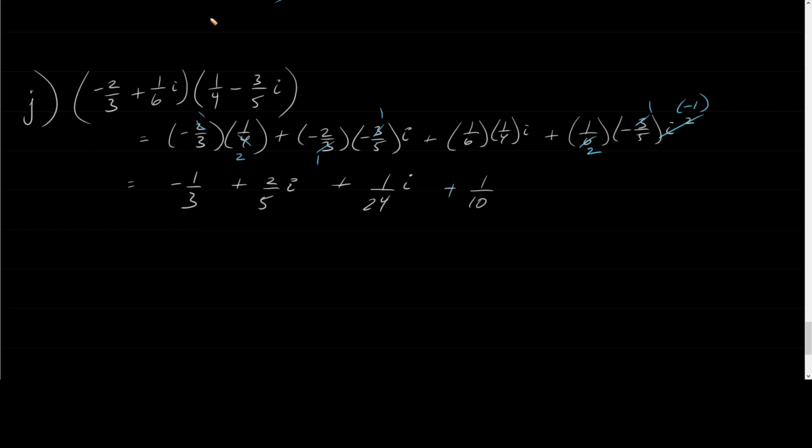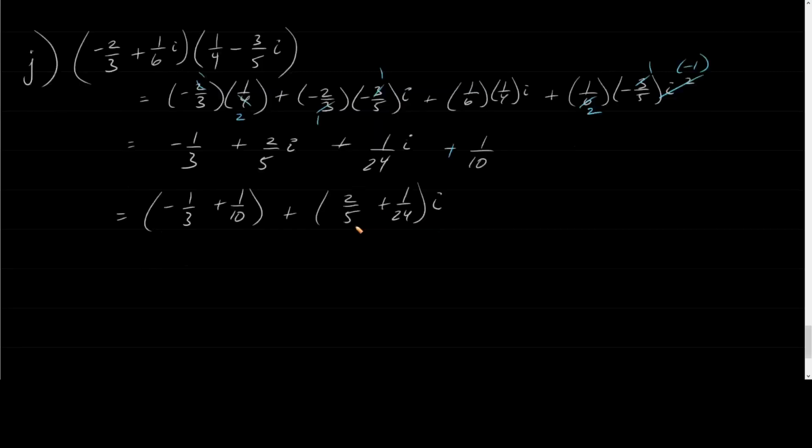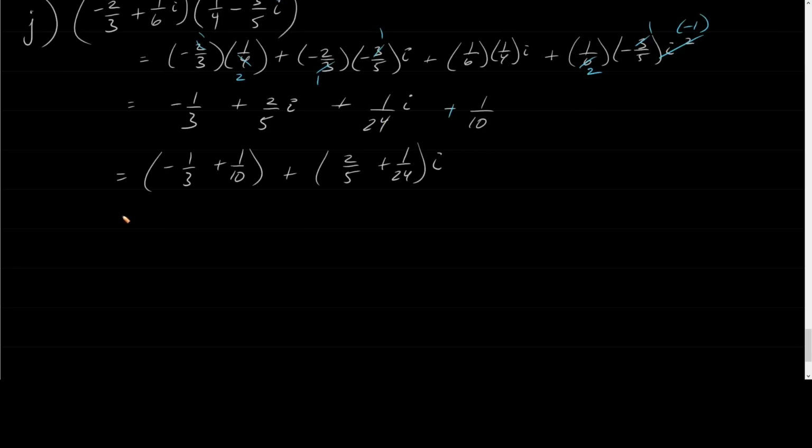Good. Let's continue. So now, in here, we need to make sure we have common denominators. I'm going to just put the negative 1/3 plus 1/10 there, plus 2/5 plus 1/24 i. In other words, I'm combining the real components and the imaginary components. Coming up with a common denominator, 30, to go from 2 to 30, multiply by 10. To go from 10 to 30, multiply by 3, plus common denominator here. Well, 5 doesn't go into 24 at all, so this is going to be the product of the two.